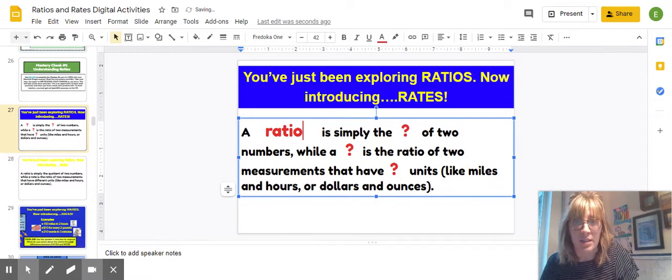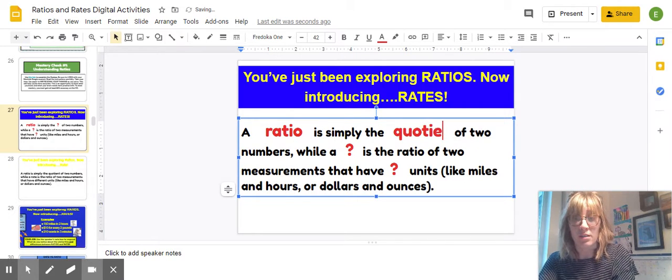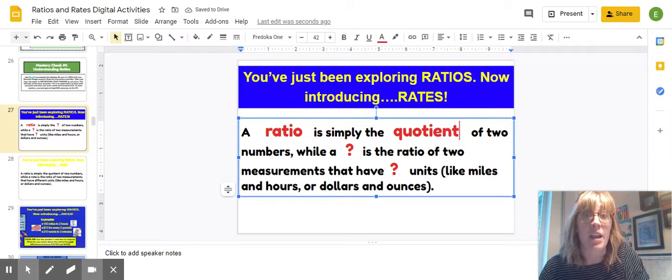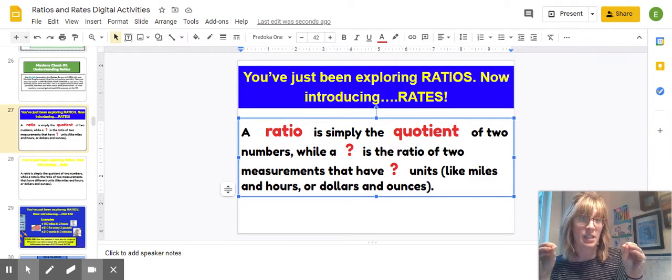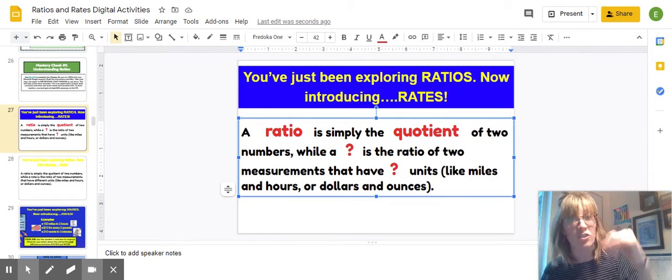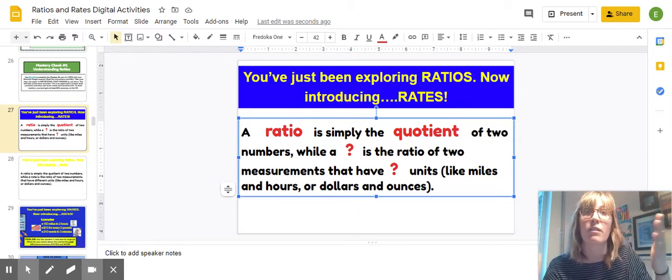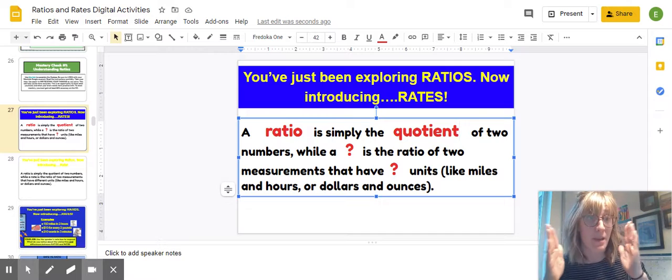So, what we know is that a ratio is simply the quotient of two numbers. Okay, so let's think about that for a second. A ratio comparison is when you're comparing two quantities, right? Like apples to oranges. And it's the quotient, meaning the answer to a division problem of those numbers, right? That is the ratio, the comparison.